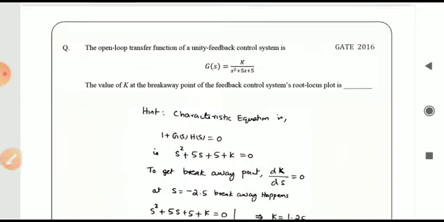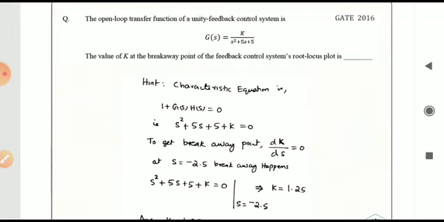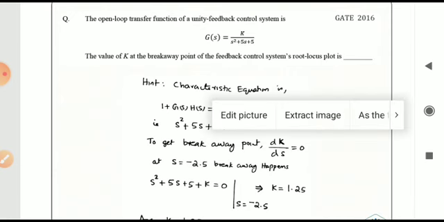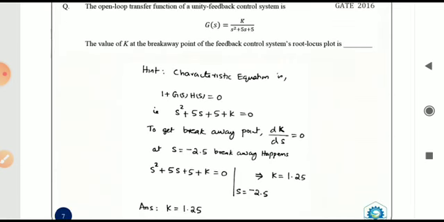Coming to the next question. The open-loop transfer function of a unity feedback control system is G(s) = K / (s² + 5s + 5). The value of K at the breakaway point of the feedback control system's root locus plot is? So it is related to a problem from root locus and the breakaway point of a root locus.